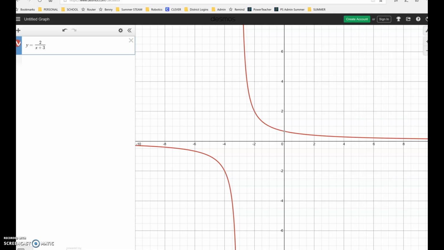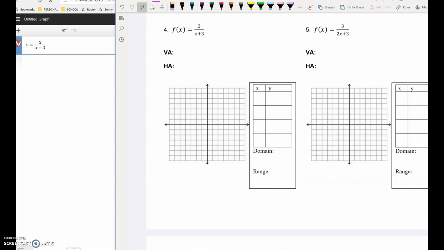this for us. Now, a couple of things I want you to notice is this one has been shifted left 3. It has not been shifted up or down at all. So we have that horizontal asymptote at 0. Our vertical asymptote is right here at -3. So if we go back to our notes, which are here, our vertical asymptote is at x equals -3. Our horizontal asymptote is still at 0. So then for our domain and our range, our domain is x can't equal -3. Our range, y can't equal 0. And let's put that in here.